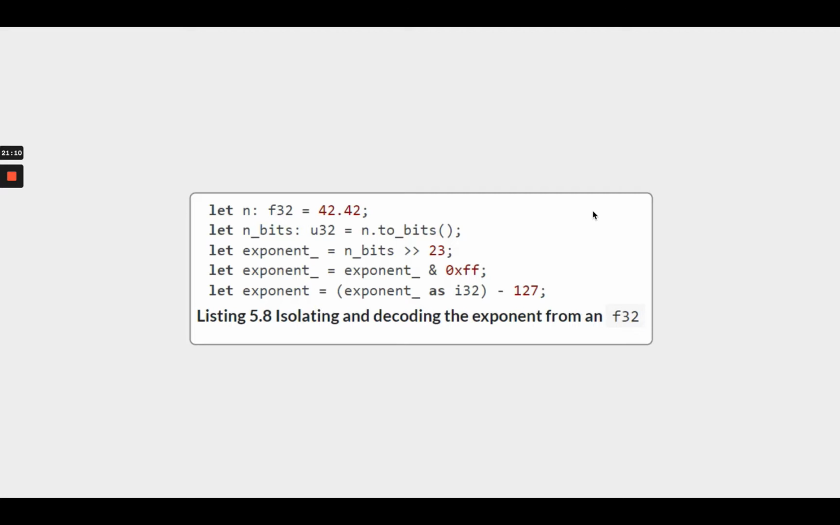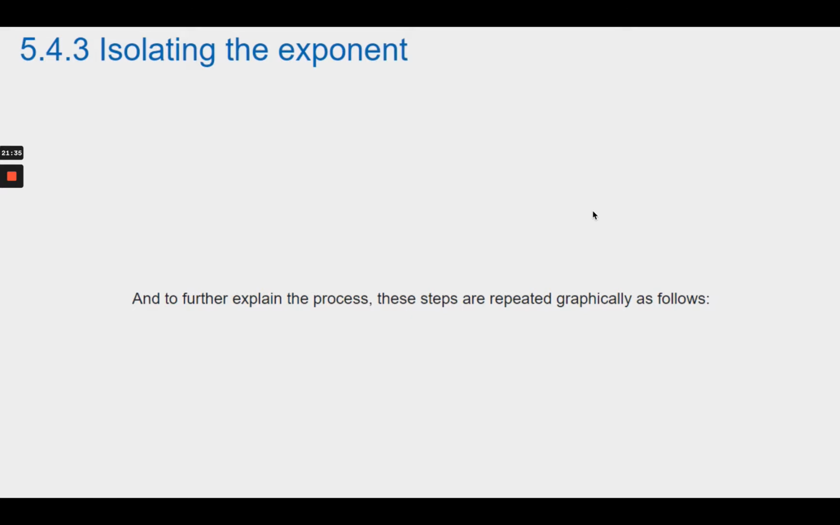The exponent's bits also need to go through a decoding step. To decode the exponent, interpret its 8 bits as a signed integer, then subtract 127 from the result. As discussed in section 5.3.2, 127 is known as the bias. The following listing shows the code that describes the steps given in the last 2 paragraphs. And to further explain the process, these steps are repeated graphically as follows.